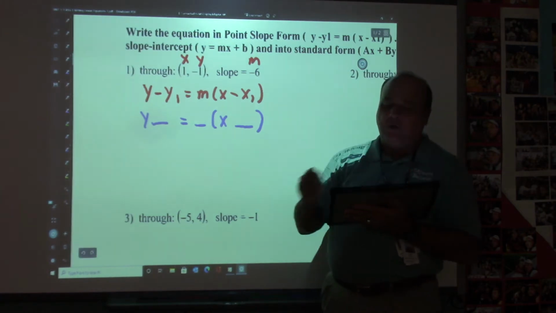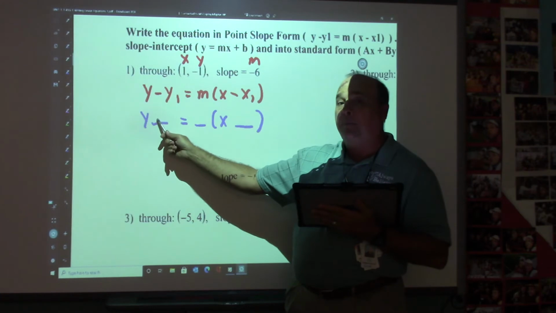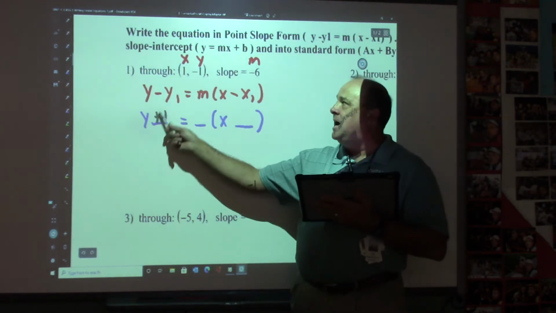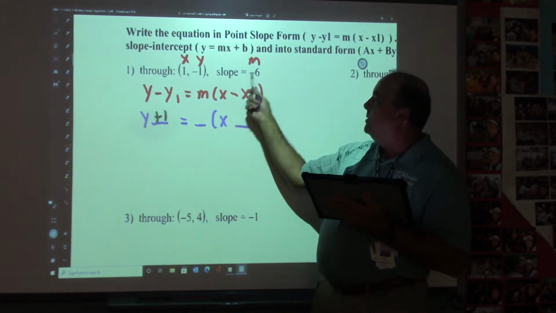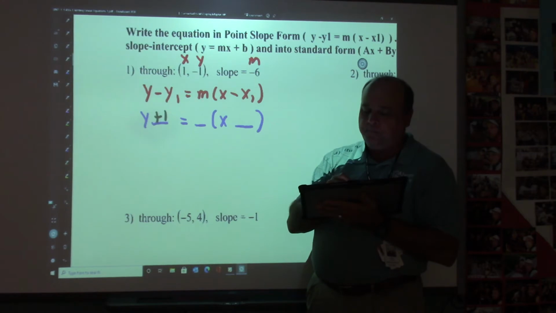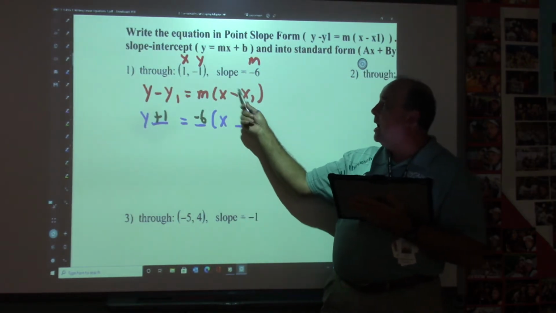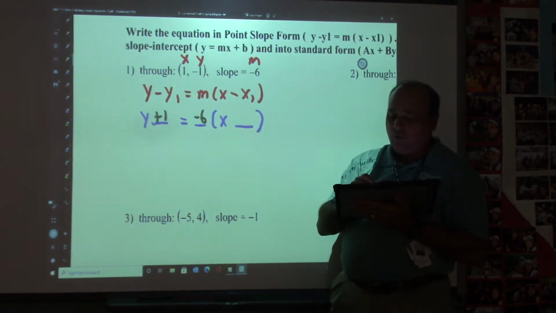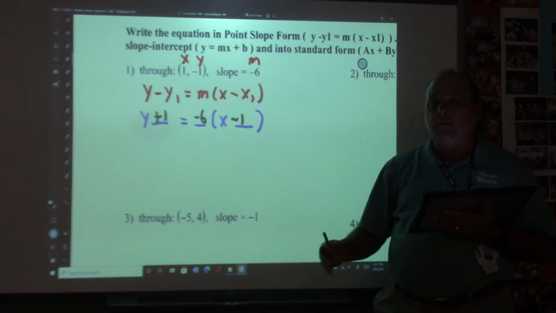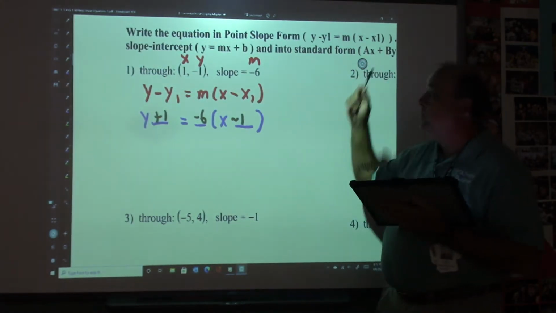Now then, let's do this. If I put -1 right here, the opposite of -1 is +1. So this will be +1. Notice these signs are going to flip. My slope is -6. There's not a negative here, is there? So this won't change. And then my x is 1. If I put 1 right here, the opposite of +1 is -1. So now I have my point slope, don't I? Everyone with me? Now then, I have to change this into y-intercept form and then switch it to standard.